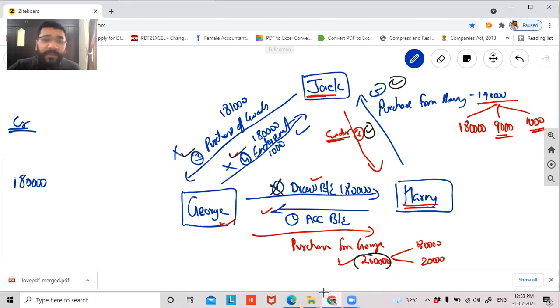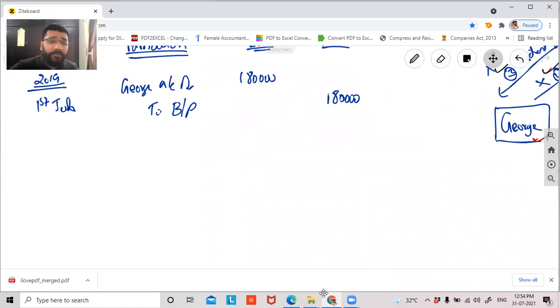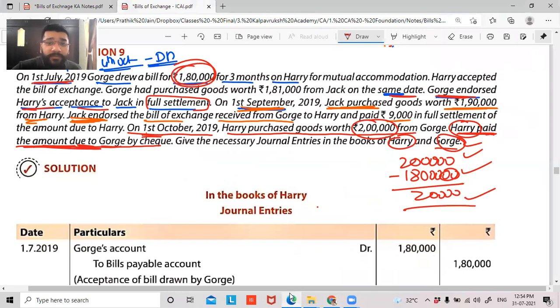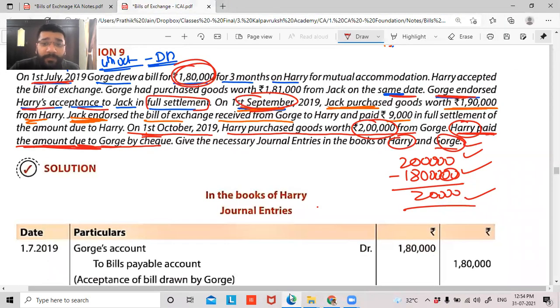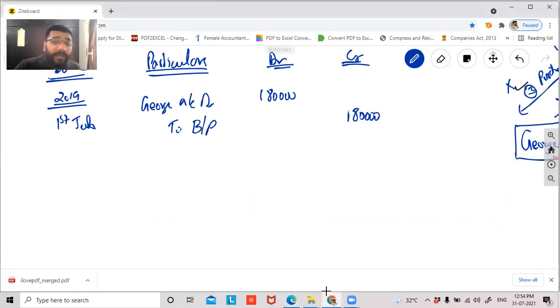Then what happens? In the fifth transaction, Jack is purchasing goods from Harry. So Harry is selling goods or purchasing goods? Selling. He's selling goods to Jack worth 1,90,000 rupees. On which date? On 1st September 2019, the sale is happening. Yes, be very careful. We are not recording in the books of Jack. We are recording in the books of Harry. For Jack, it is purchase. For Harry, it is sale. So you have to be very careful with the question.